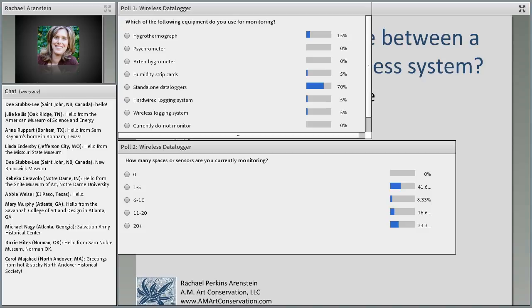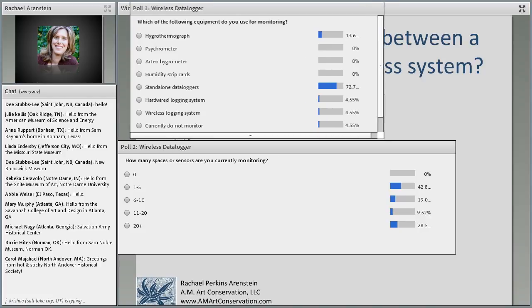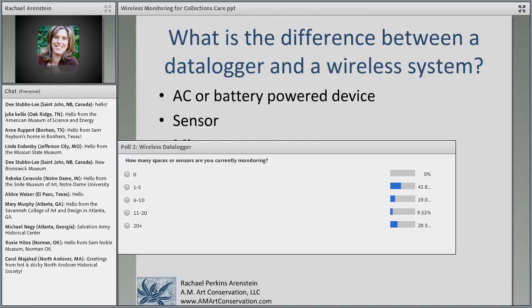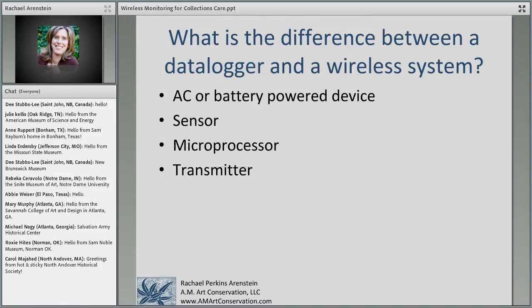And then one or five spaces being monitored. Okay. I'll go ahead and pull these off. Okay. So that's interesting and sort of more or less what I expected given what we know generally about the Connecting to Collections online community.